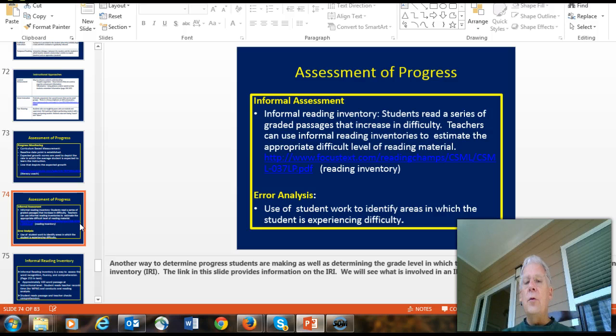So we use reading inventories to get a sense for at what level the student is reading. And what we'll do is in class we'll provide an opportunity for you to actually administer a reading inventory. Another thing that is used when we're doing a reading inventory is an error analysis, and that is an analysis of the words that students miss. They might be missing word endings, they might be mixing up their B's and their D's, they might have trouble with multi-syllable words. So there's a variety of things that we can ascertain about a student's reading through the reading inventory.